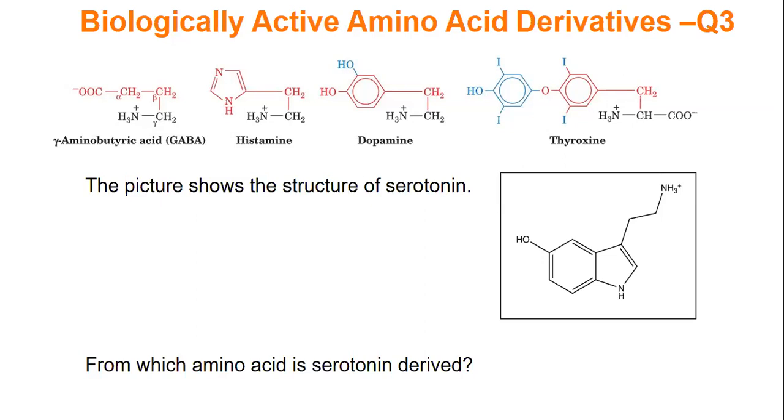But something I might ask you is I might say, here's a picture of serotonin. What amino acid do you think serotonin comes from? And those of you who have thought about neurobiochemistry, what does serotonin do, or what does a lack of serotonin cause? Anyone knows that? Yeah, if you don't have enough serotonin, you get depression.